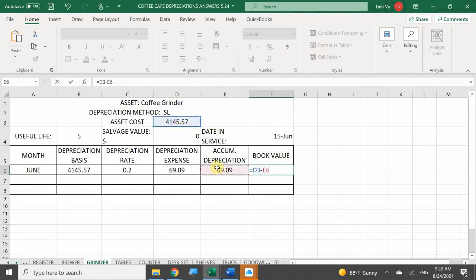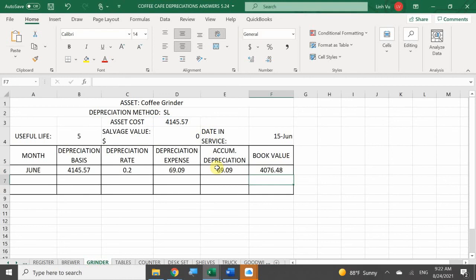Okay, once again, you don't need to solve this part. I'm just doing it for practice purposes only, because you won't be needing this table next month. We're only solving for one month. So there we have it. The depreciation for the grinder is 69.09.